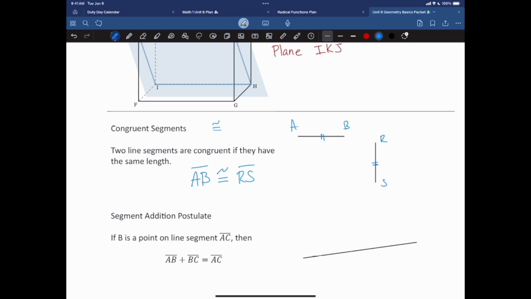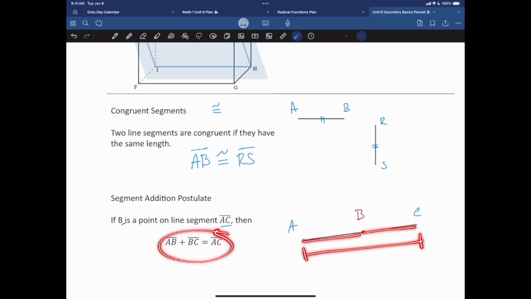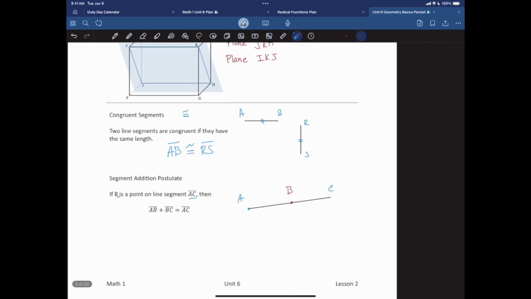A basic property in geometry is if we have a line segment, we'll call this line segment AC, and we're cutting it at the point B. Essentially what this is saying is AB plus BC equals the whole thing, right? That's our segment addition postulate. Those are going to be the 2 things we're going to be working on today. Okay, so let's go to the next page.